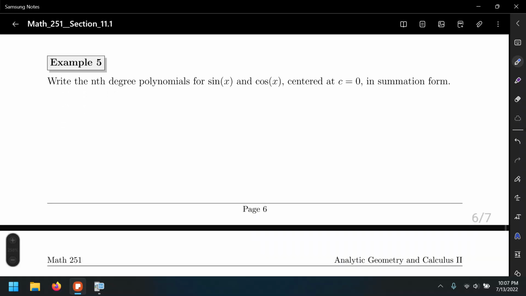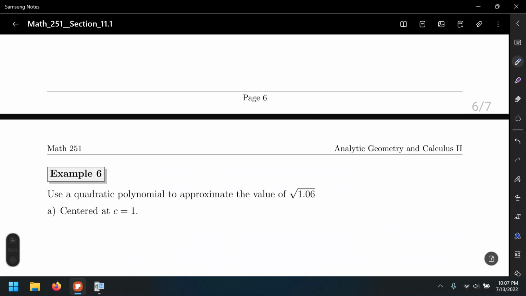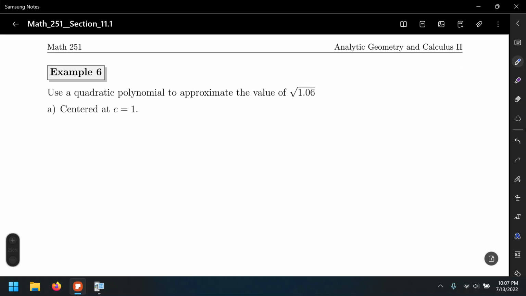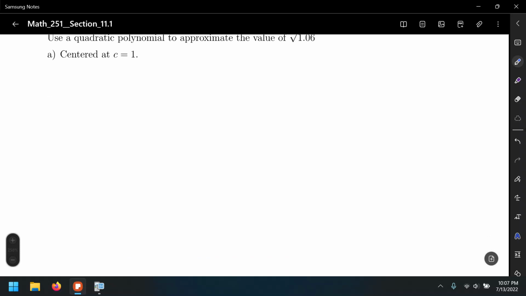All right, example 5. Write the nth degree polynomials for sine x and cosine x centered at c equals 0, but in this case using summation form. And then for example number 6, let's use a quadratic polynomial to approximate the value of the square root of 1.06. Number 1 centered at 1, and either letter A or letter B centered at c equals 0.